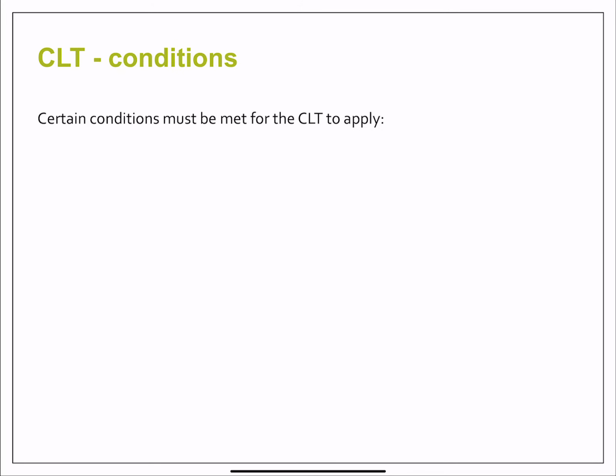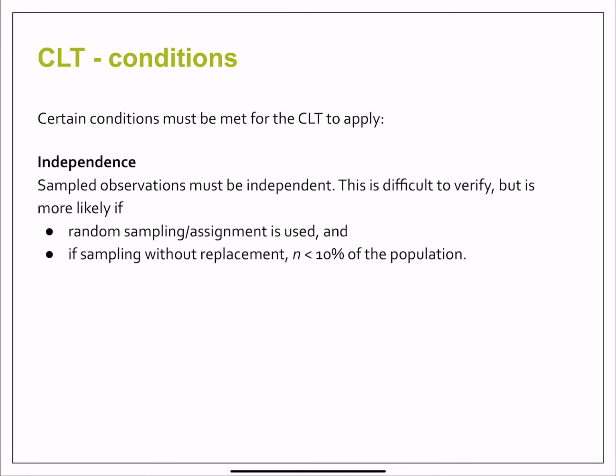Now, just like last time, we do have some conditions that we need to meet for our central limit theorem to be able to work. The first one is we need independence, right? All of our observations have to be independent. And even though we won't always be able to know if they're independent, a couple of things that we can look at is whether or not we use random sampling. So if we did random sampling, we can generally just say that it's independent, or we can say if we're sampling with replacement. So that's one part.